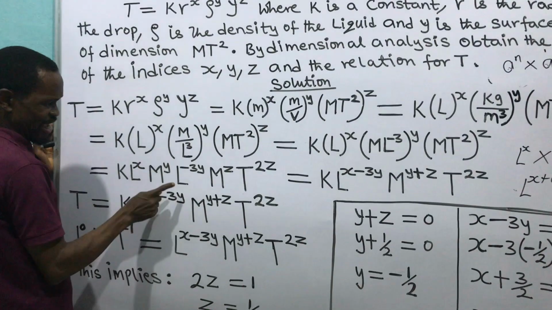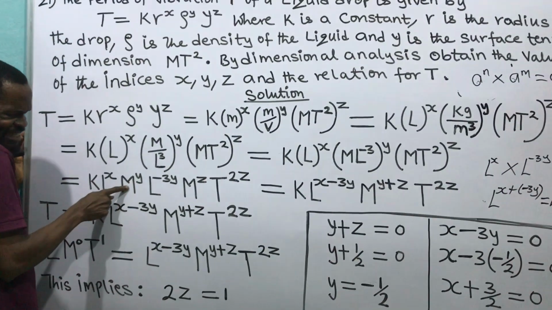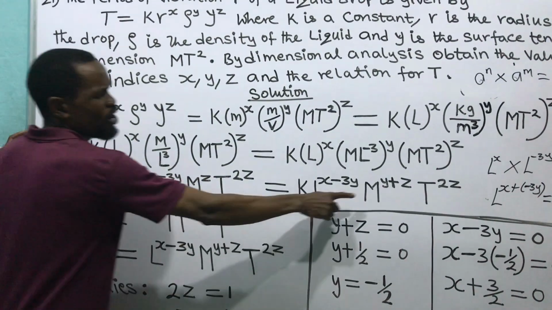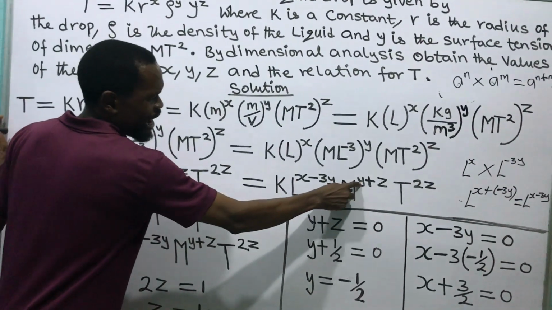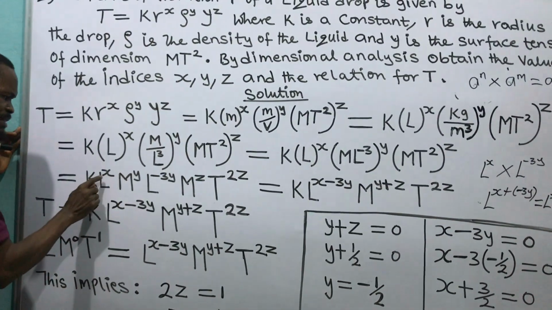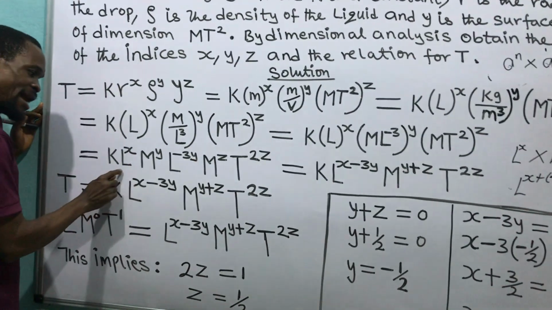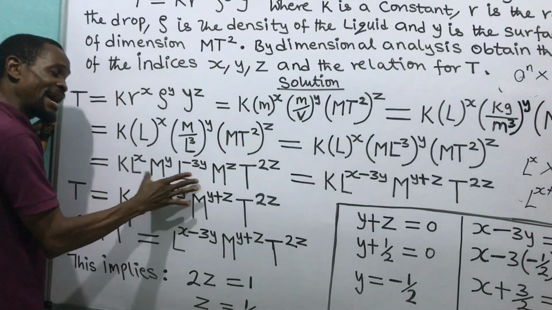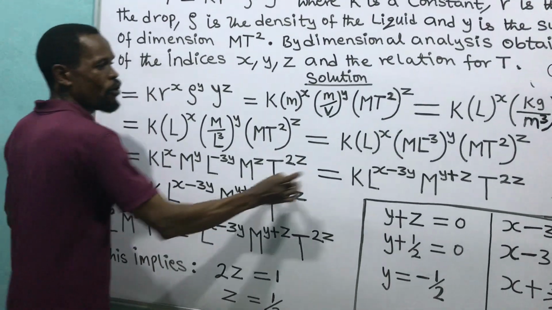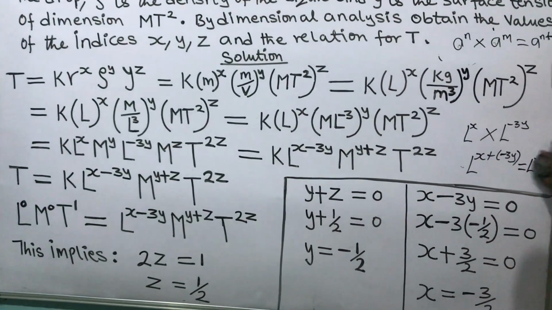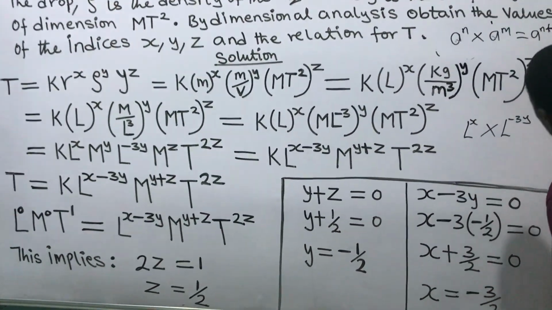Coming to this one here, this and this are dancing themselves and they are of the same base. I will add their power. What did I do here? M y plus z. And this one, L raised to power minus 3y and L raised to power x, they are dancing themselves. Therefore, I will add their power. And I told you, adding their power here, watch over again. Adding their power, what does it mean?